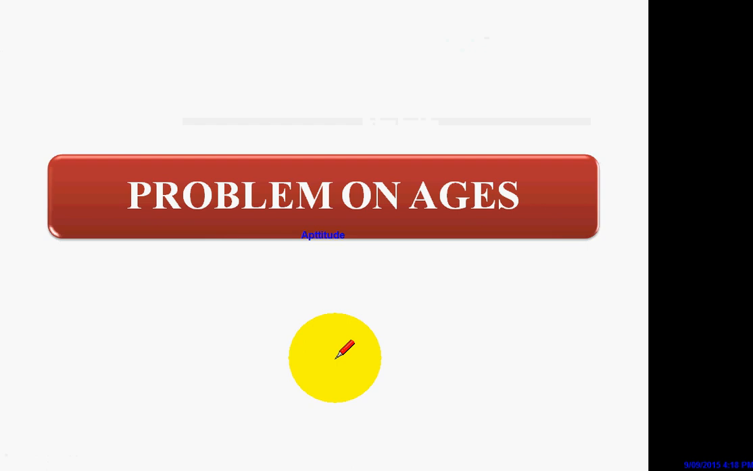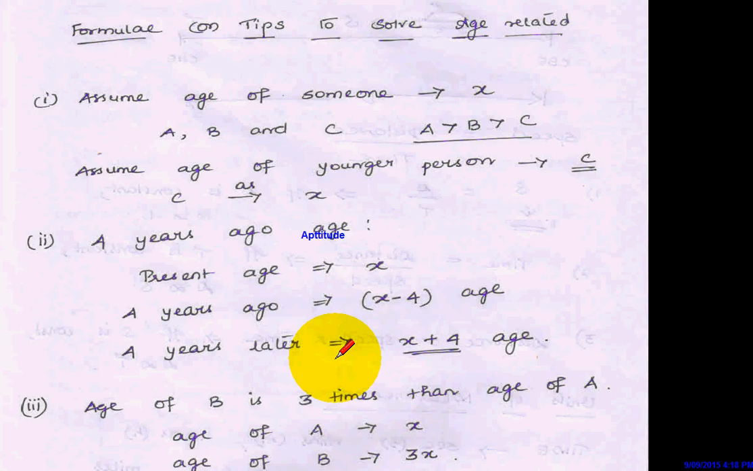Today we look into another interesting topic on ages. So these are some of the formulas or tips to solve age-related problems. We can use these tips in our problem to arrive at an answer.